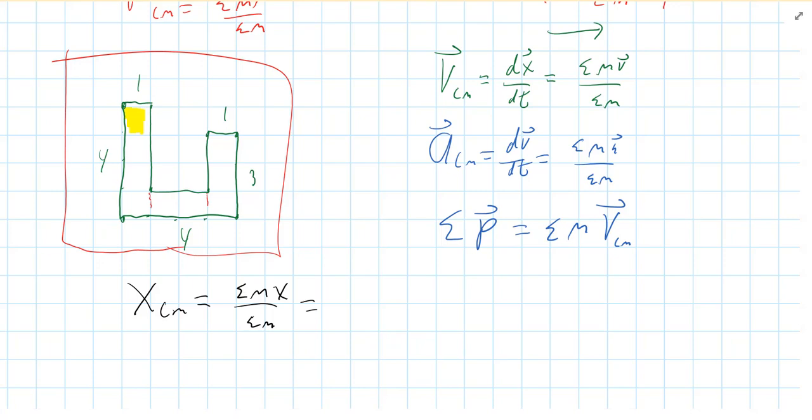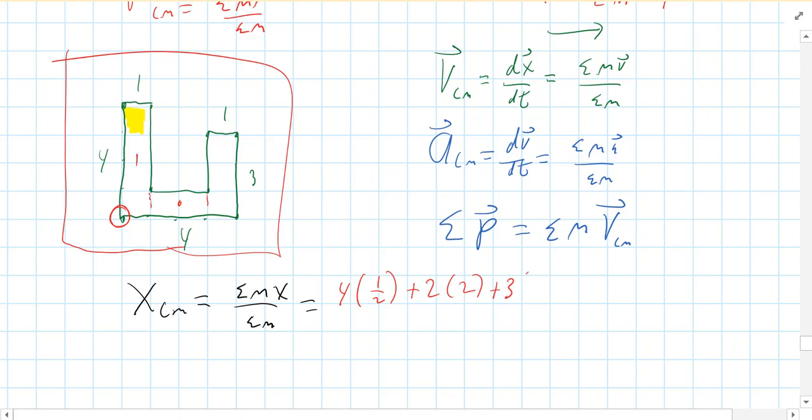So the left-hand rectangle has an area of 4, and its CM would be halfway across. It'd be at the half-meter mark. Oh, and by the way, I'm going to call this bottom left corner the origin. So I'm going to calculate my center of mass from there. Plus, I've got this bottom rectangle. It has an area of 2, and its center of mass is right there, which is 2 from the left. So that's a 2. And then plus this right-hand rectangle, which has an area of 3, and its center of mass is 1, 2, 3, and it's going to be right about there. So 3.5 from the left side.